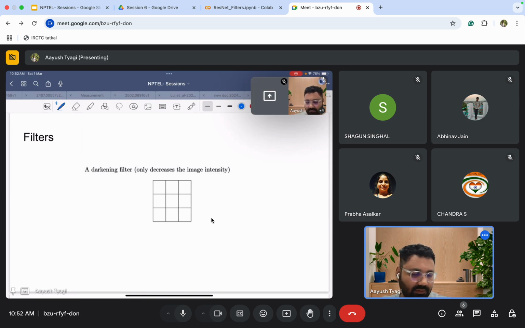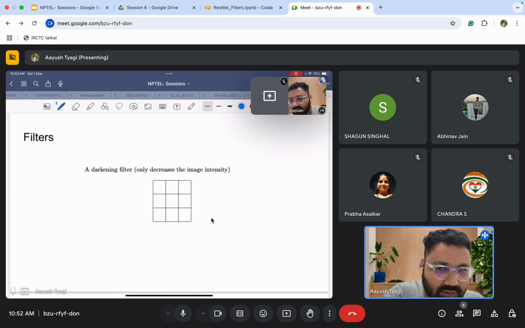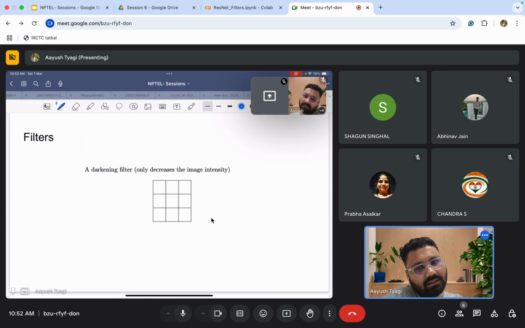Okay then. Suppose we are designing a filter which actually reduces the intensity. So what are your thoughts? What should be the values here? Some sort of a darkening filter which reduces the intensity of the image. Maybe the image is too bright, and you don't want all the pixels to be activated, so you want to do some sort of dampening in the image. Any thoughts on what kind of filter one should design?